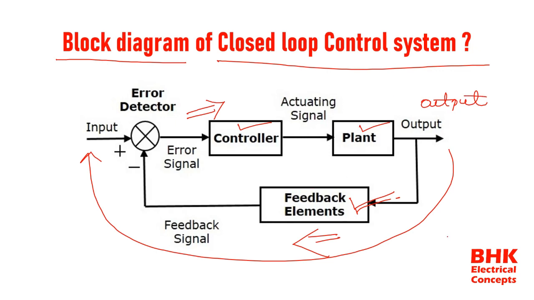So like this, we discussed what a system is, what a control system is, what an open loop system is, what an open loop control system is, what a closed loop system is, what a closed loop control system is, and the block diagrams of open loop and closed loop control systems. So this is about the definition of all these.